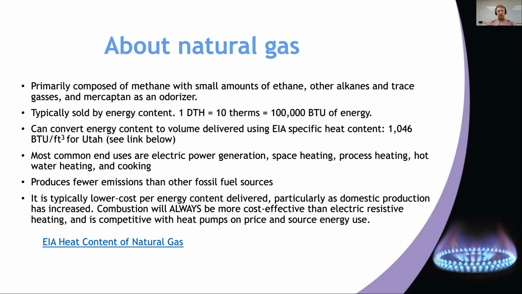So shown here is the specific heat content for Utah, which I've taken from the Energy Information Administration. They have a compendium of sources for all states year by year. And this is an average for pipeline quality natural gas delivered in the state, 1,046 BTU per cubic foot. So that's something you can back calculate just from the natural gas bill that you're seeing.